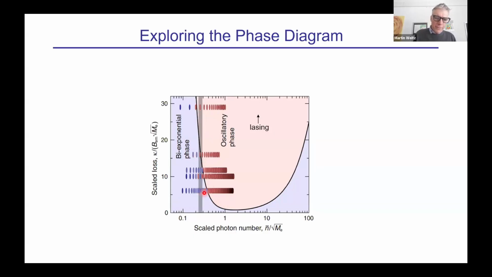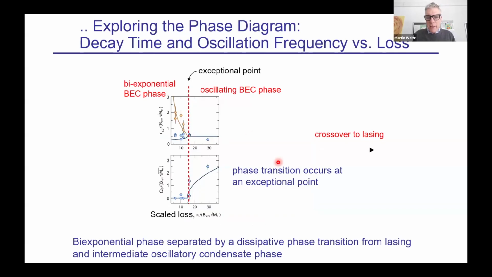And what is more, we can also show the time scales along the vertical direction, which is a scaled loss. As you see here, one sees that at very large loss there would be a crossover to lasing. There you again see this phase transition, and what one sees there is that the phase transition separates the bi-exponential phase from both the intermediate oscillating BEC phase and lasing.